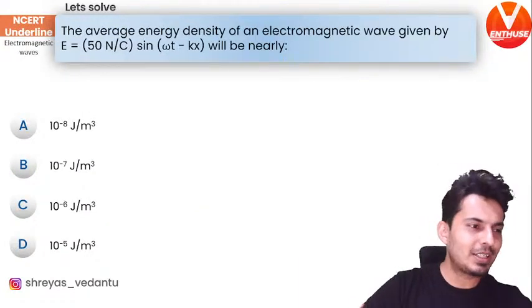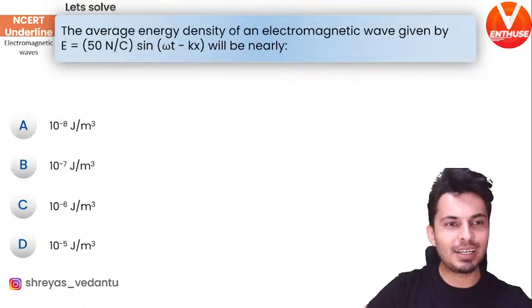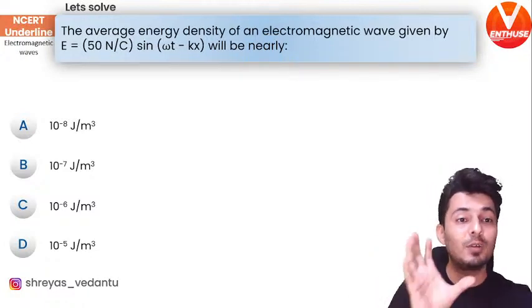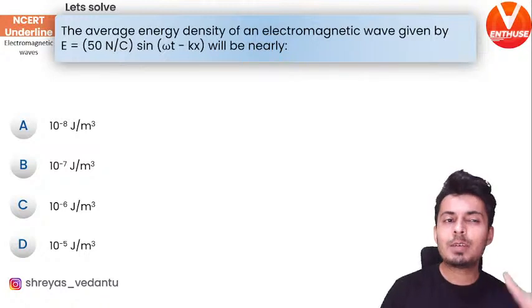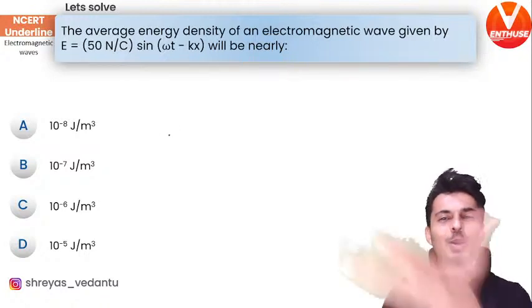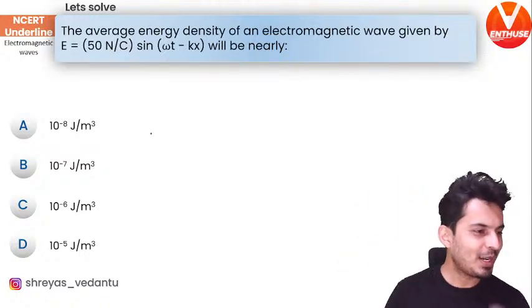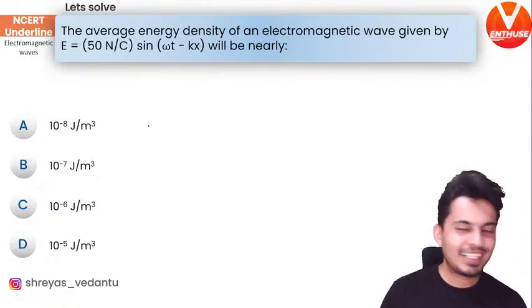Coming up on your screen. Now this is straightforward. You should be able to get it. The average energy density of an electromagnetic wave given by this equation will be approximately, come on.